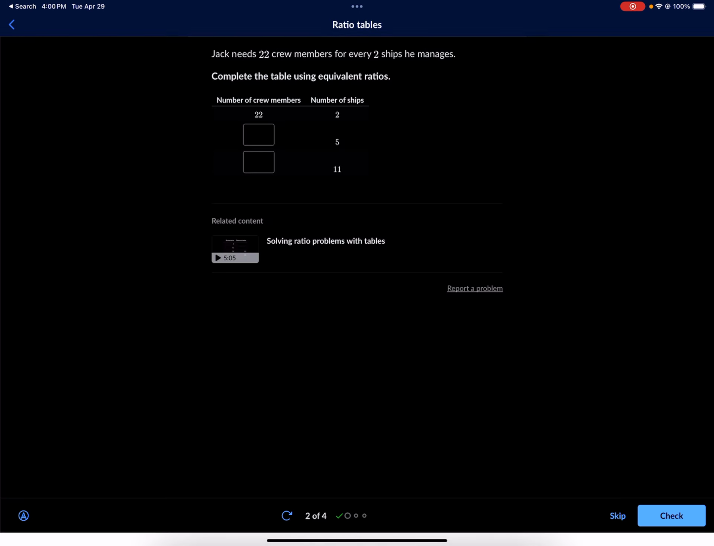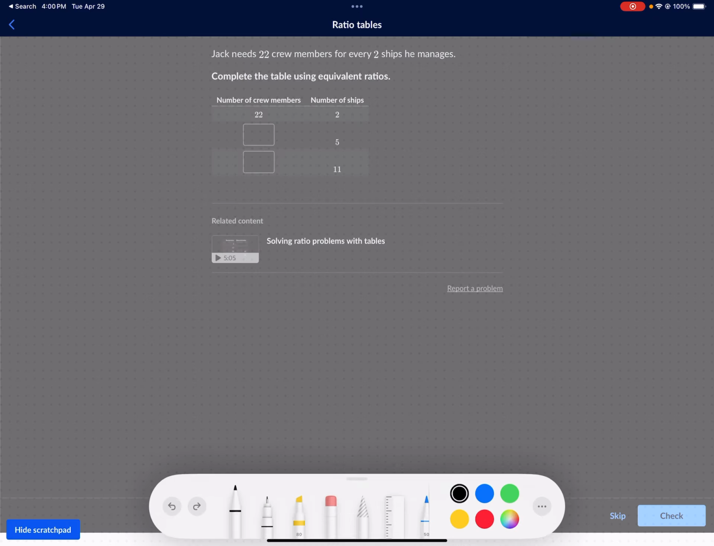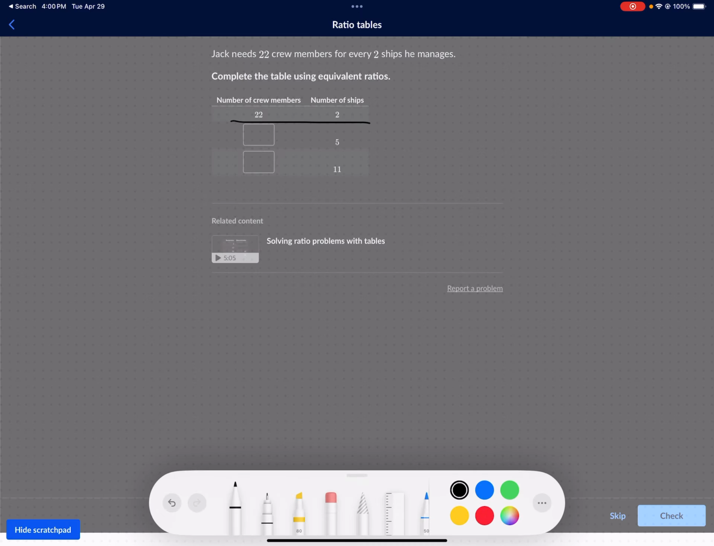Okay, Jack needs 22 crew members for every 2 ships he manages. So, we use what's given. We have 22 per 2. We want to use the smaller numbers. So, how many crew members will we have per ship? So, in other words, what is this? It's 11. So, it's 11 per ship.